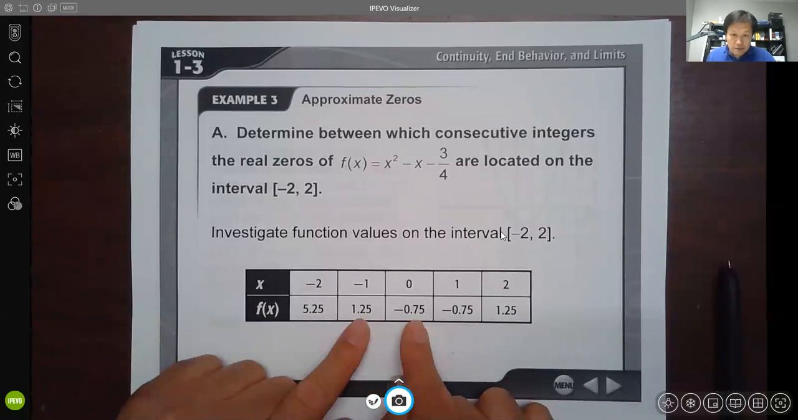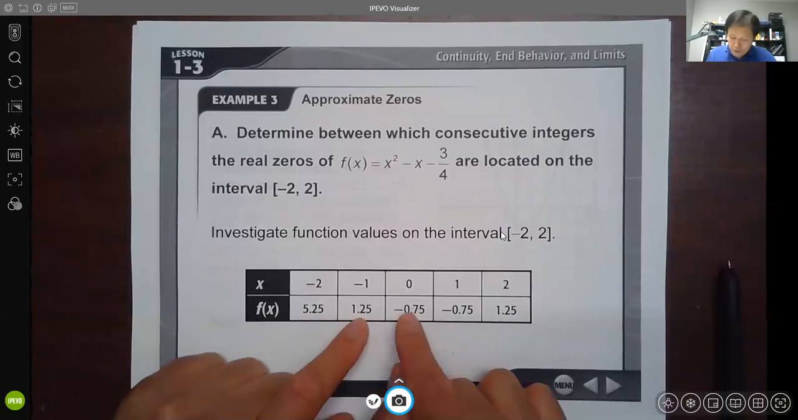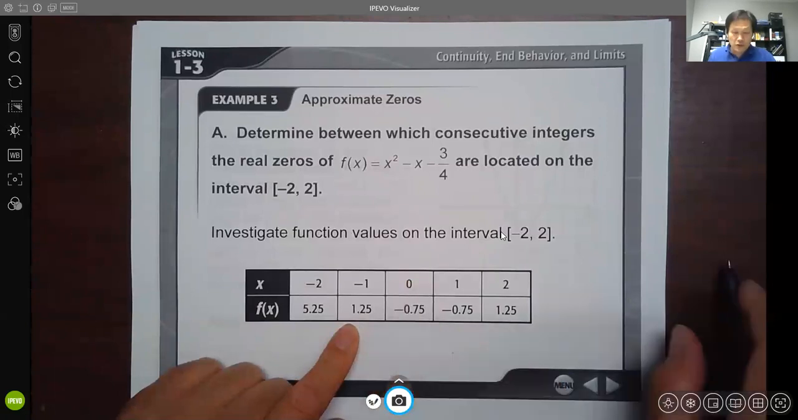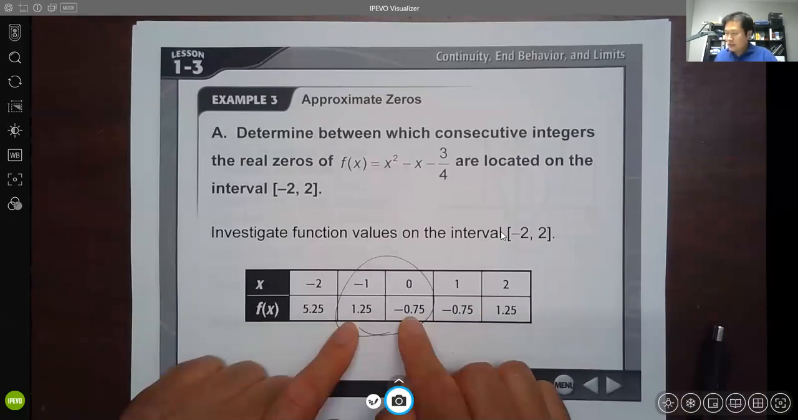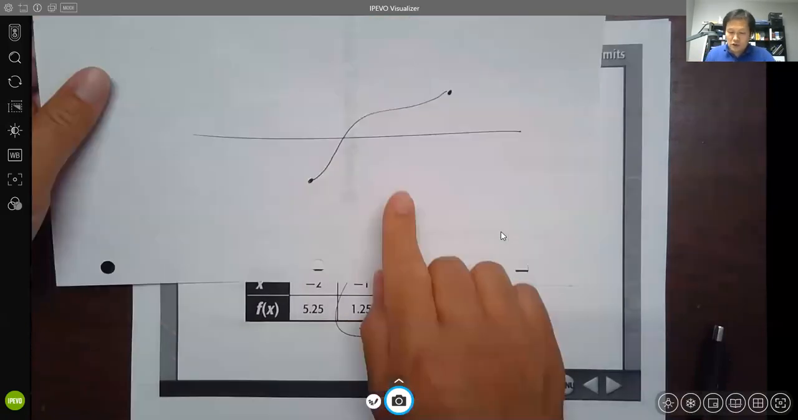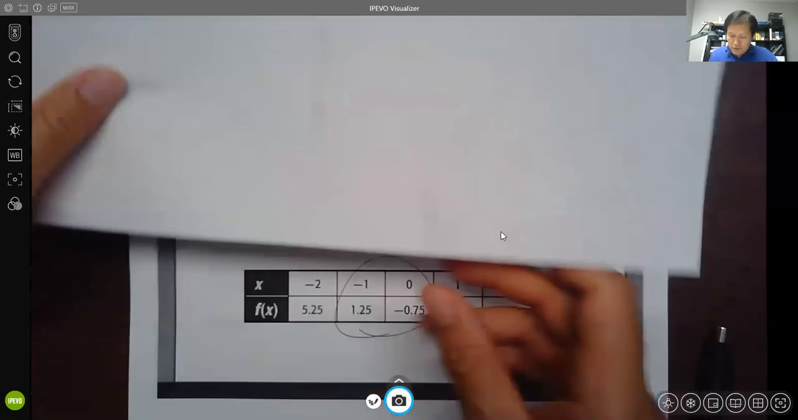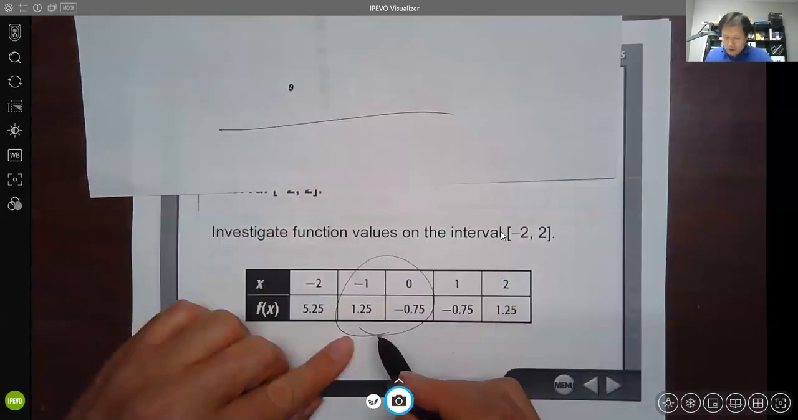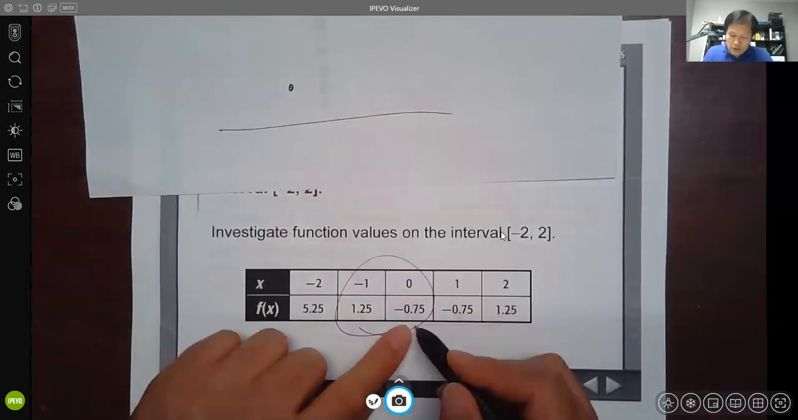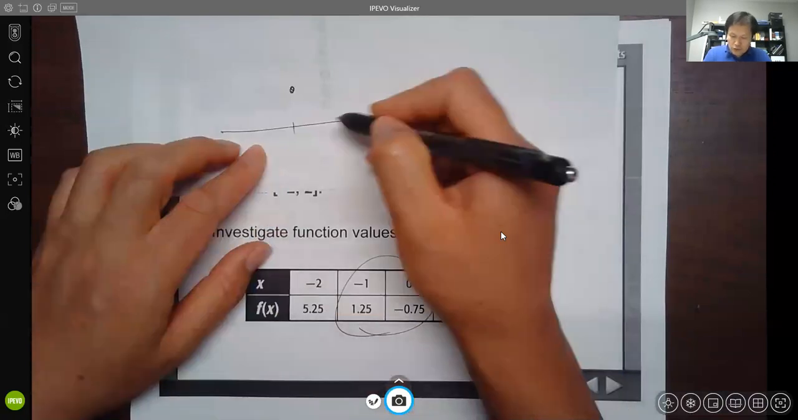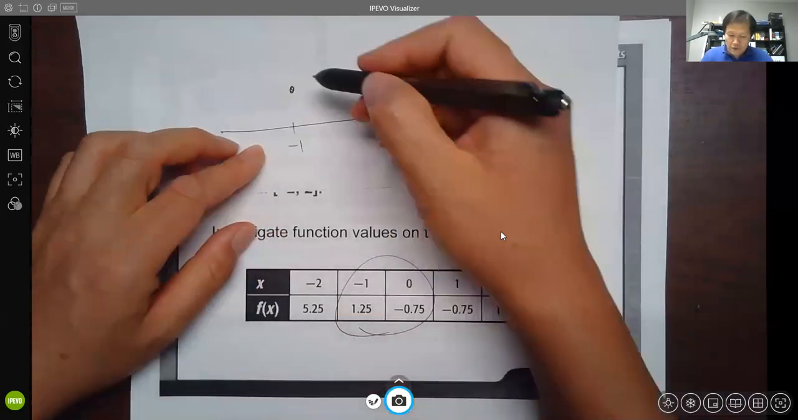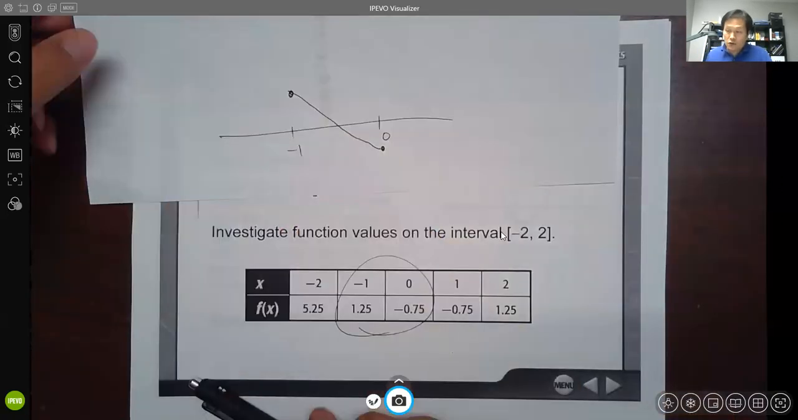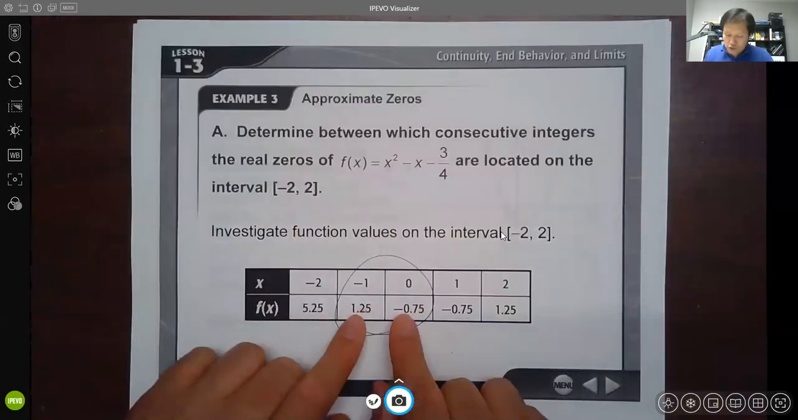Y value is positive. Y value changes sign to negative between these 2 points. So right here is where the zero is. Positive to negative, just like this example. At x = -1, the y value is positive. At x = 0, the y value is negative. So you have a function like that, meaning there has to be an x-intercept between -1 and 0. That's all they're saying. Between -1 and 0, there has to be a 0.